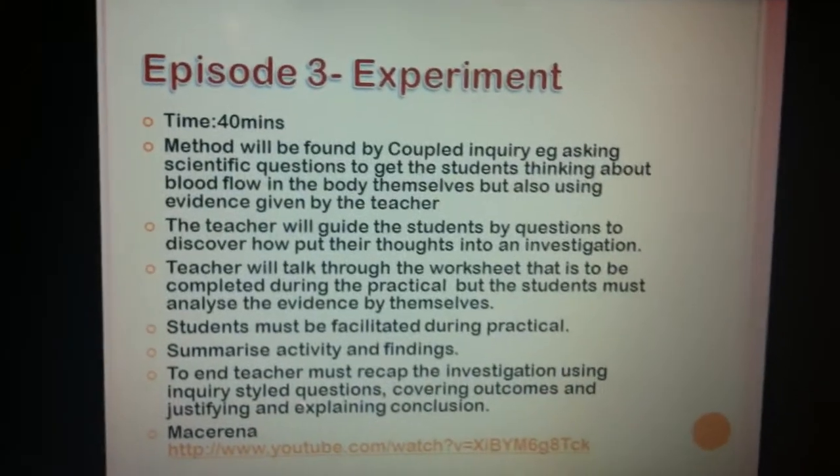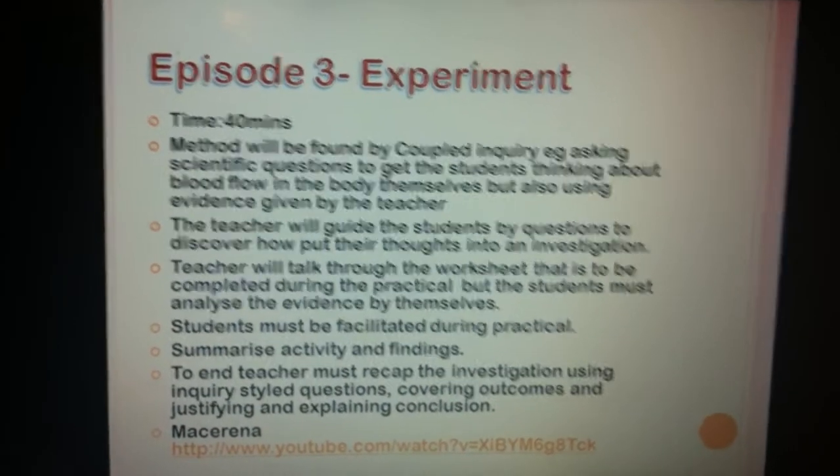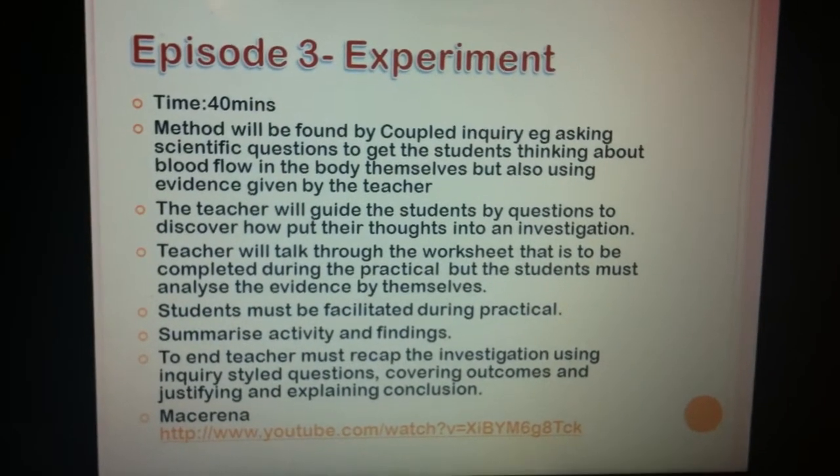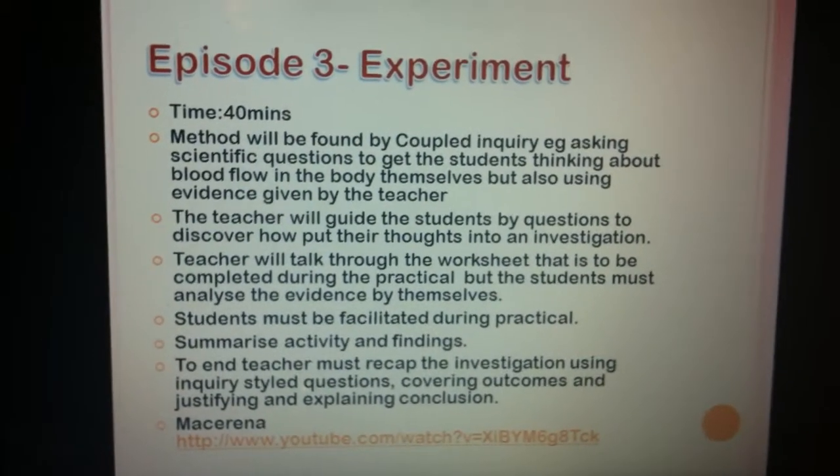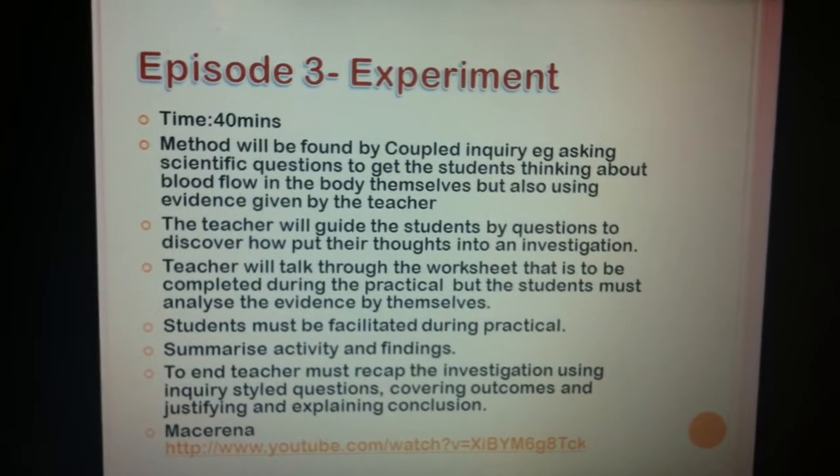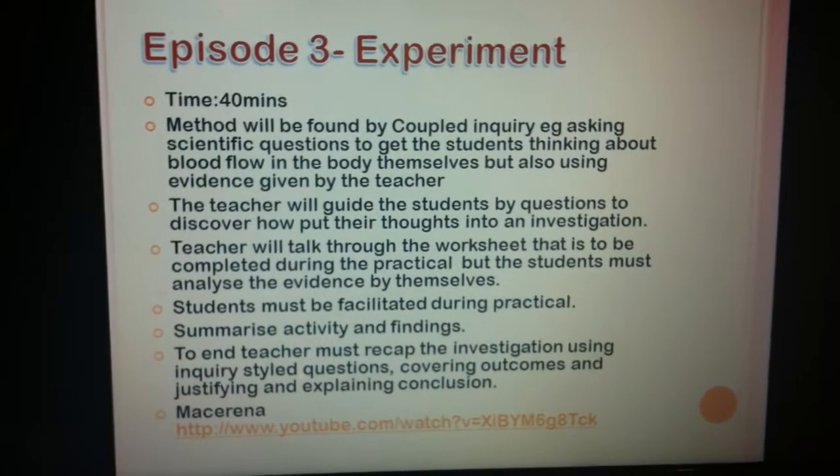So to have a very smooth lesson, we decided to have the Macarena as the exercise so that the teacher can keep an eye on all the students at all times, and the pulse can be taken straight away after exercise.